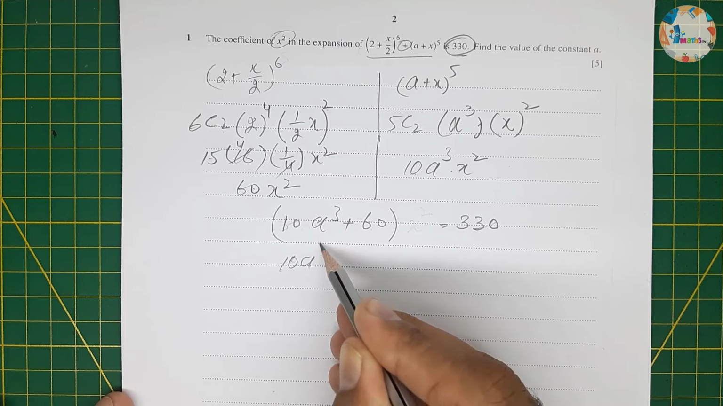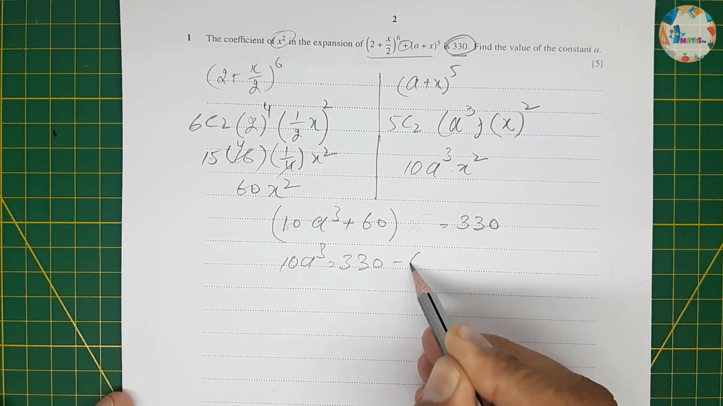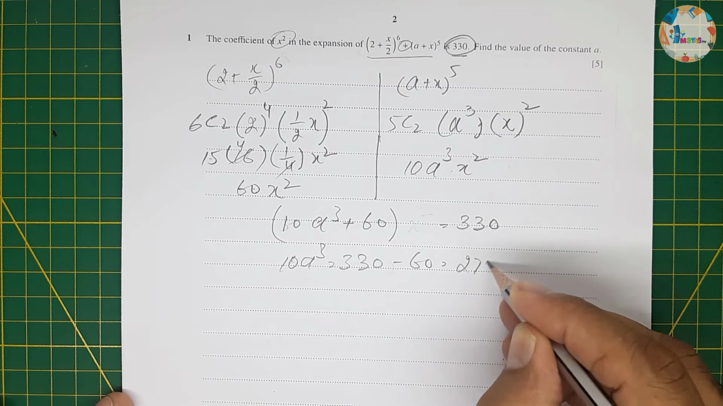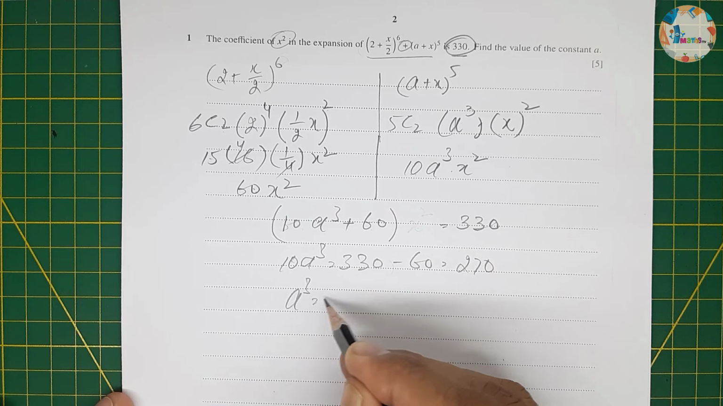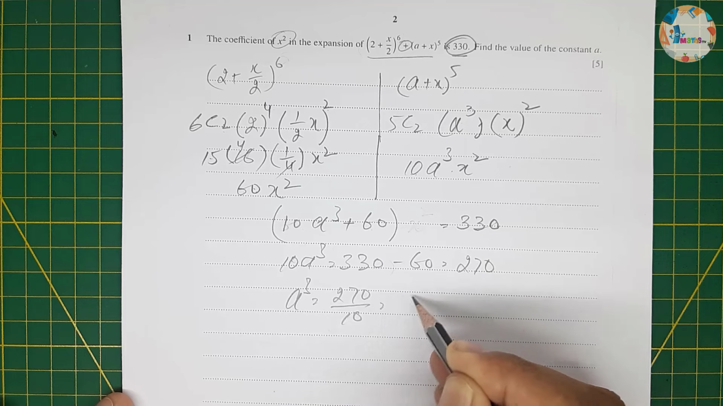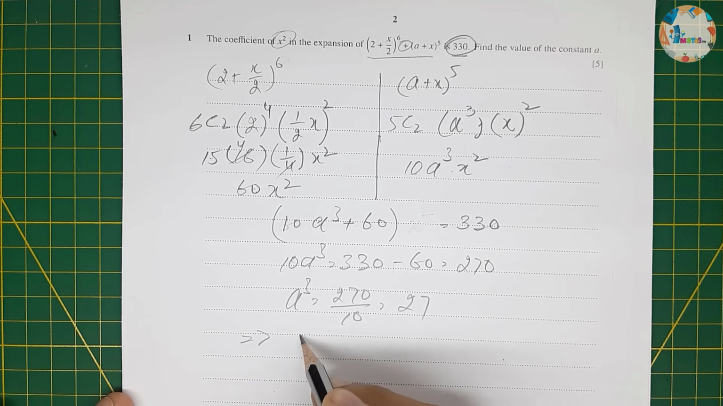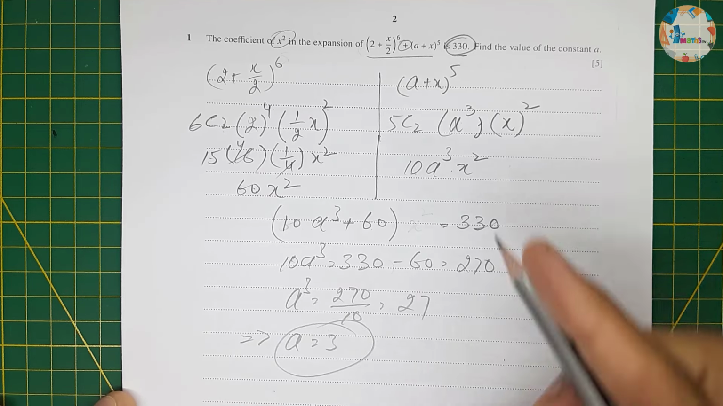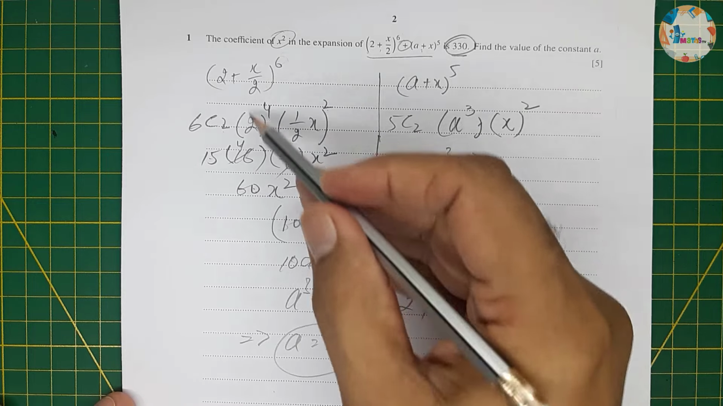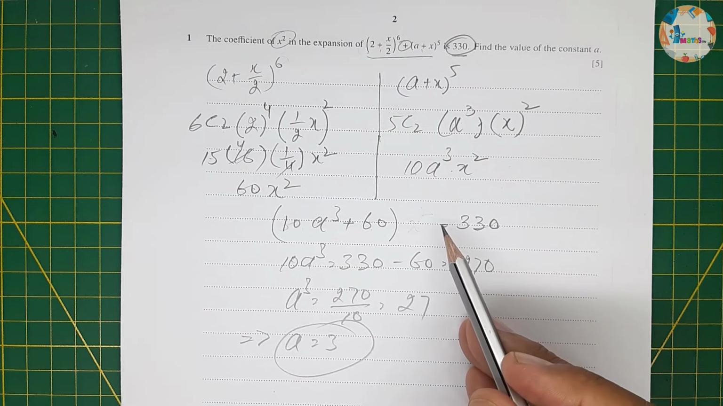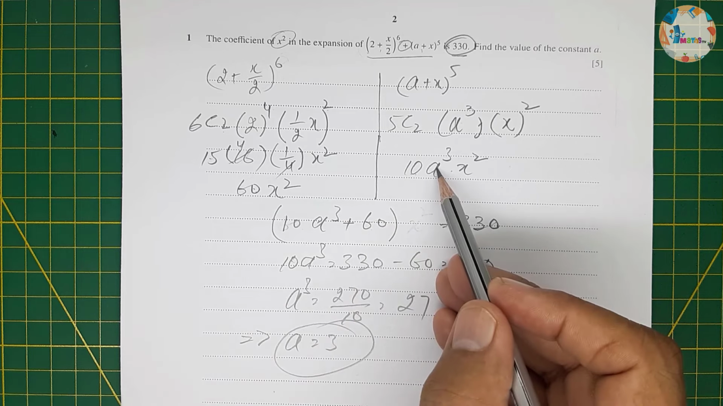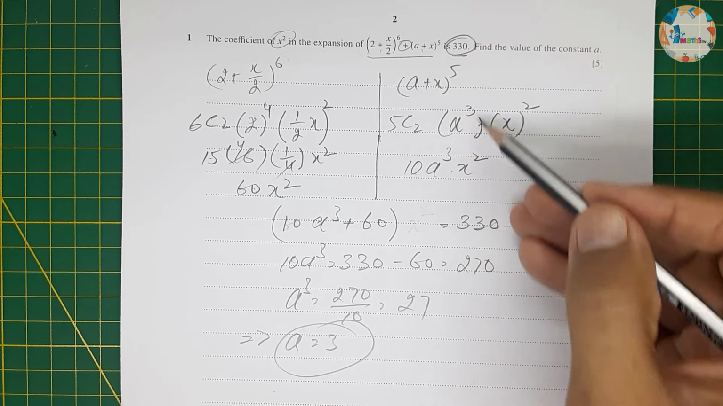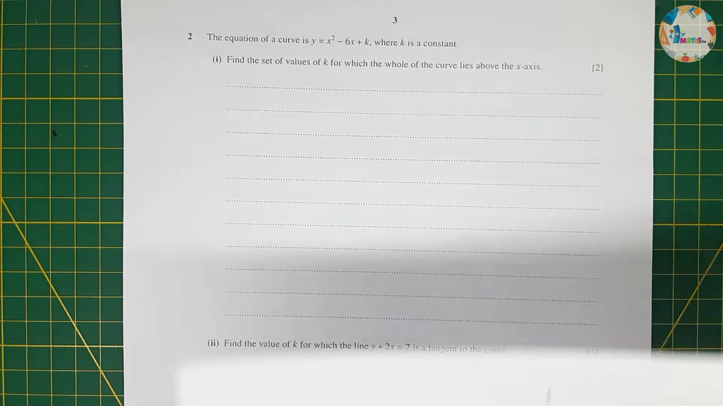This will be 10a cubed is equal to 330 minus 60, which is 270 basically. So 270, and a cubed will be equal to 270 divided by 10, which is equal to 27, and this implies a is equal to 3. So this will be our answer. We have separately treated these two terms. We have solved the first term, the second term, and then we have added these two terms, and basically we added their coefficients, and after adding their coefficients we have set it equal to 330, and then we solved for it.